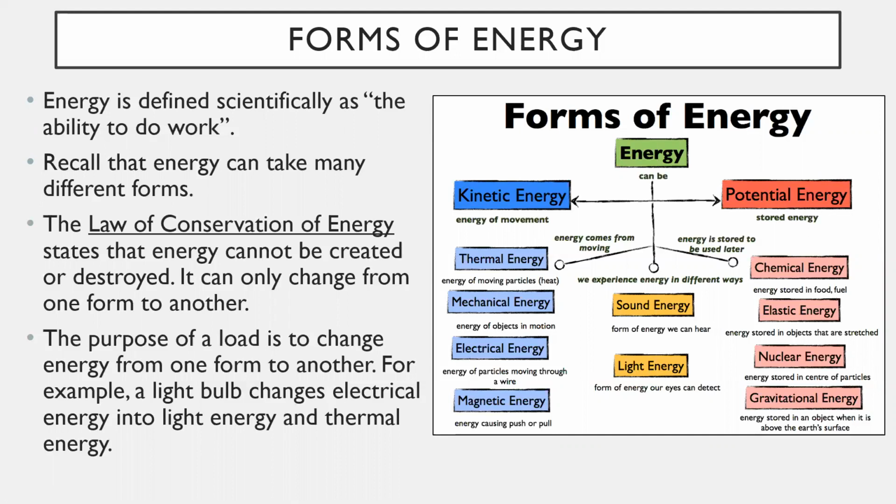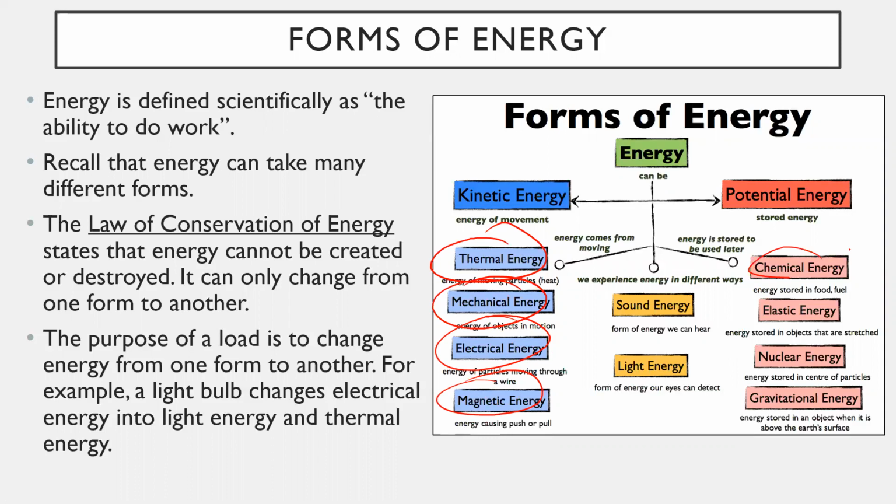Now, recall that energy can take many different forms. On this picture right here, you can see that it breaks it down into kinetic energies and potential energies. Kinetic energies they define as being things like thermal energy. Thermal energy, of course, is heat. Mechanical energy is objects in motion. It's a little bit more than that, actually. Really, mechanical energy is a mixture of kinetic and potential, but we'll get into that another time, right? We don't have to worry about that today. Electrical energy, of course, is the one we've been talking about for weeks now. And then there's magnetic energy, which is actually very similar to electrical energy, but we won't really need to worry about that one right now either.